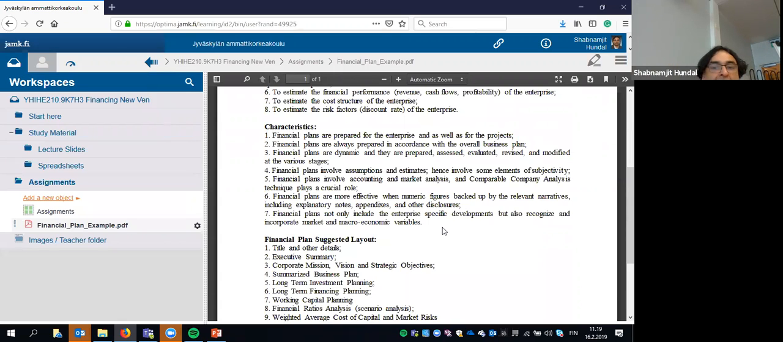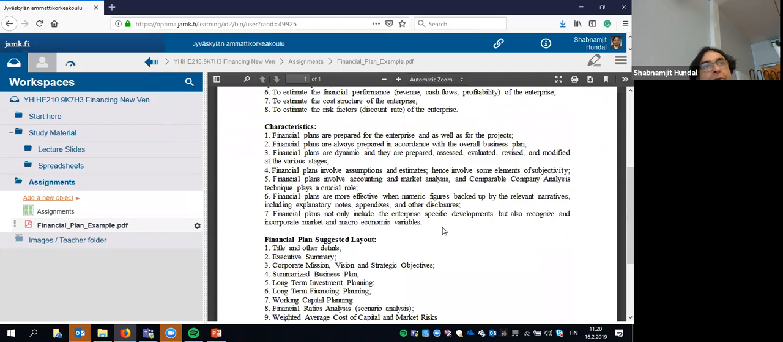So this is a very dynamic concept. And this is where the concept of strategic management comes into the picture. Continuous assessment, continuous changes. Financial plans revolve around your assumptions and estimates. So hence some element of subjectivity is always there.